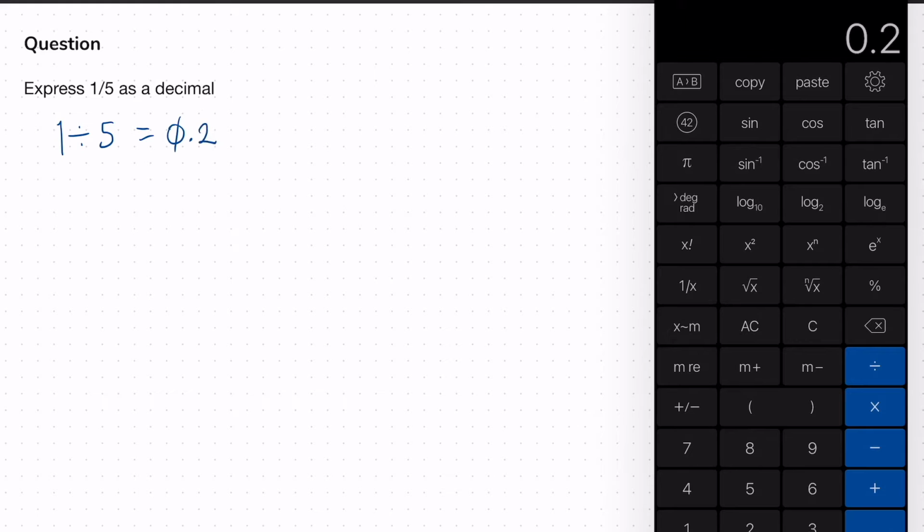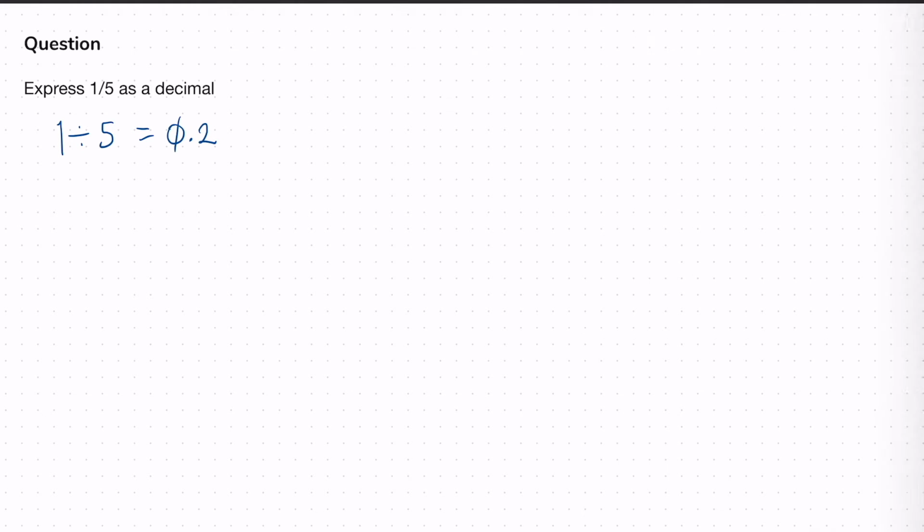Now, you may not have a calculator. So what do you do if that's the case? Well, if that's the case, we're going to have to do a little bit of division. So how many times does 5 go into 1? Let's move that down a little bit. Does 5 go into 1? Well, 5 goes into 1 0 times. And what this tells me is we're going to need to think about decimals.